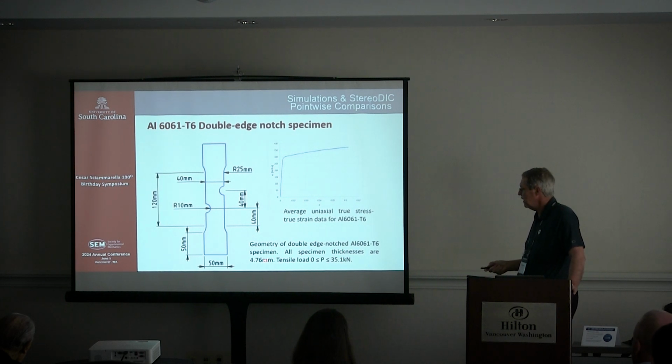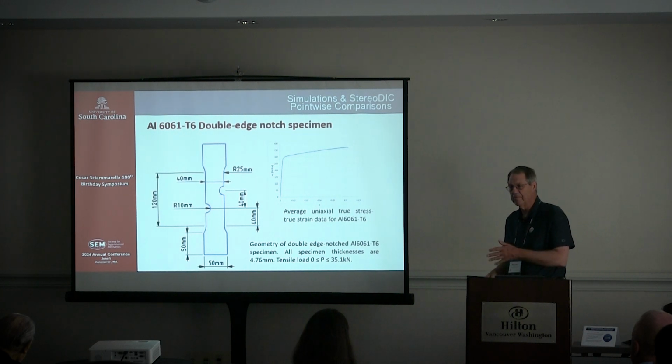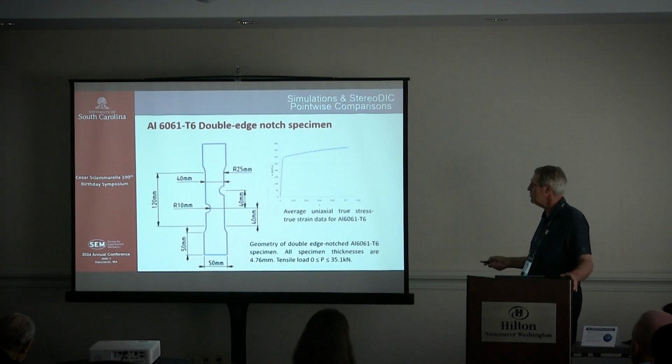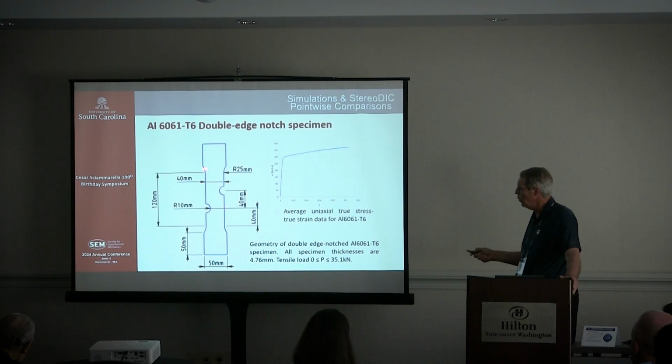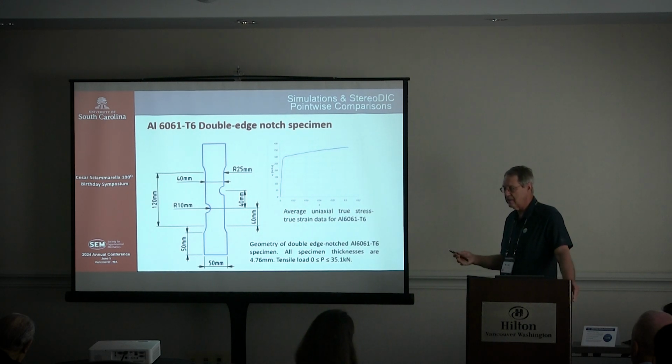The geometry of this, we're loading from 0 to 35.1 kilonewtons. It's roughly 4.8 millimeters thick. So it's a simple specimen, but it has a lot of detail in it that's interesting. The notches, the interaction of the notches, and the regions away from the notches that are going to be fairly standard. So all of this you're going to see in the results.